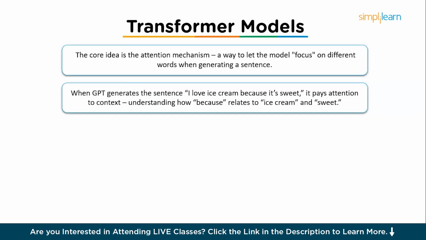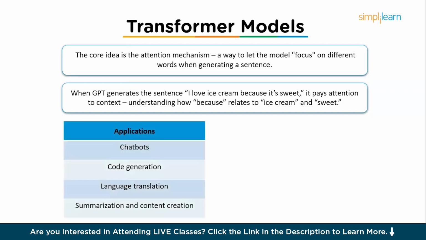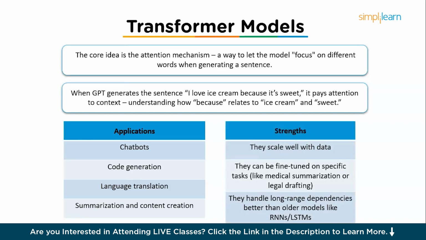So let's now move on to the applications. The first one is chatbots, like ChatGPT. And then we have code generation, that is GitHub Copilot. And then thirdly, we have language translation. And finally, we have summarization and content creation. And then let's move on and see why transformers stand out.